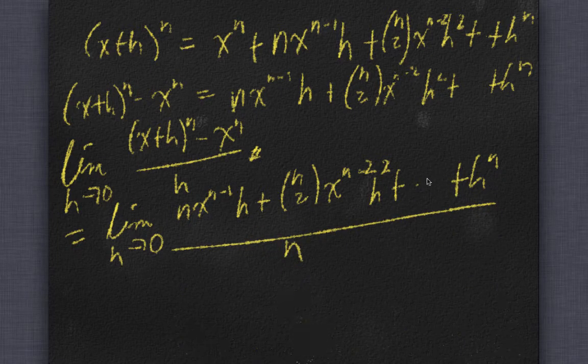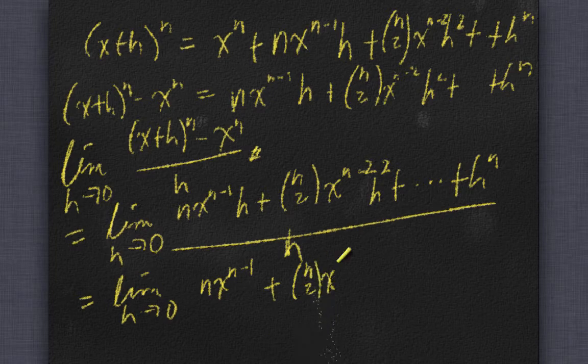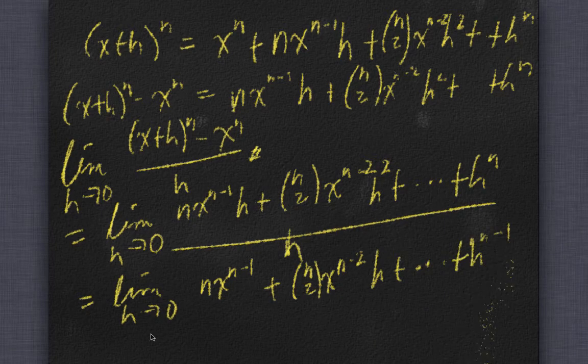Now the reason I'm putting these dots and I'm not worried about it is because once I factor out h, the point is that all of these will still have an h in them. So I'll have n x to the n minus 1 plus... so when I plug in h is 0, this is all gone.